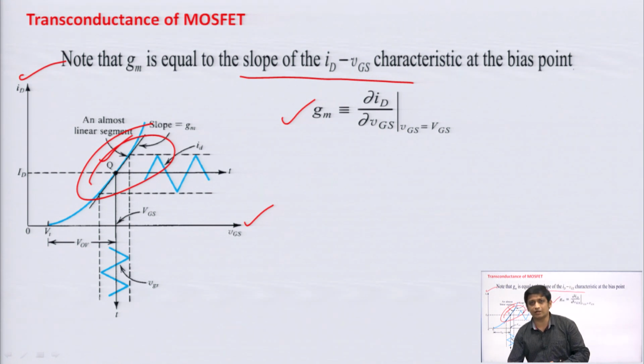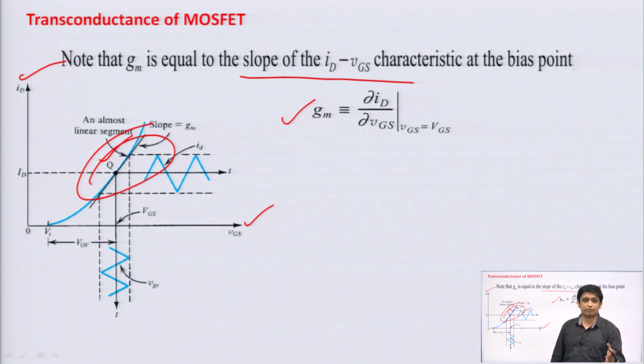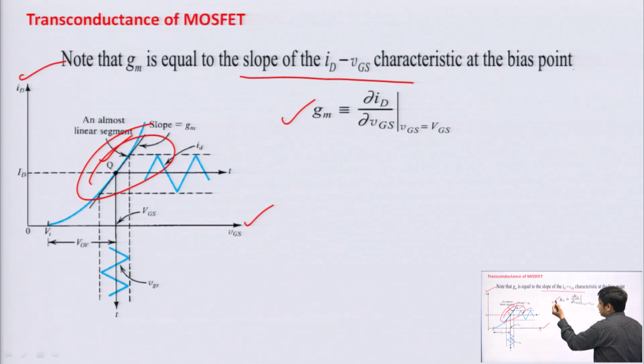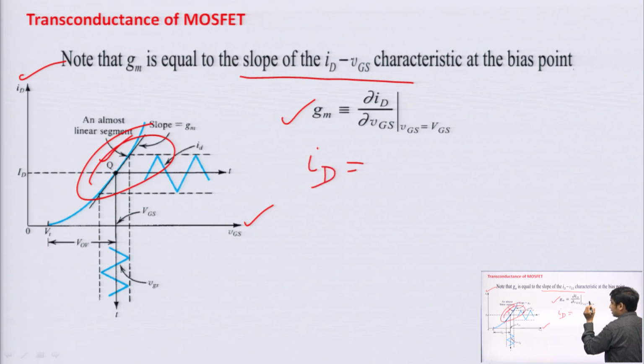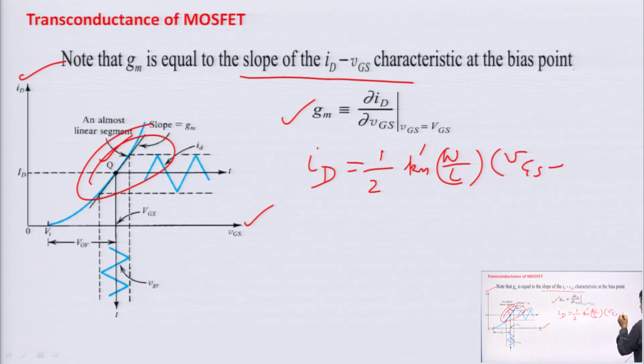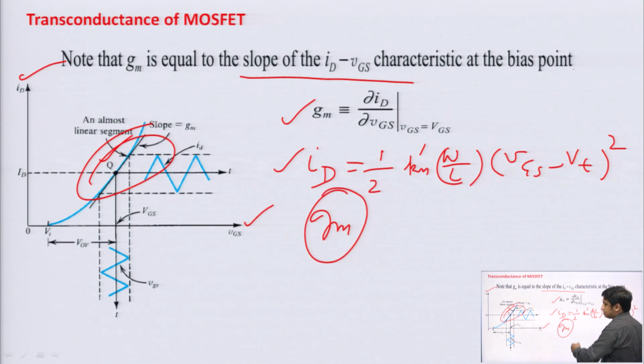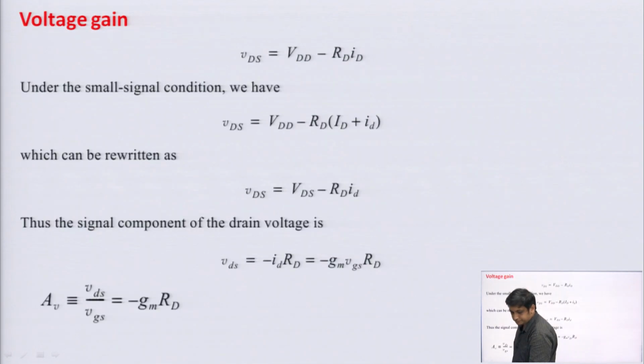So, this is the graphical determination, and we can also calculate it with the help of the simple drain current equation. From there we can calculate ID, because we know the drain current ID in saturation is 1 by 2 kn dash, that is the process transconductance parameter, into W by L into (VGS minus VT) whole square. So, if you differentiate this drain current with respect to the gate to source voltage, you can get the value of transconductance gm.